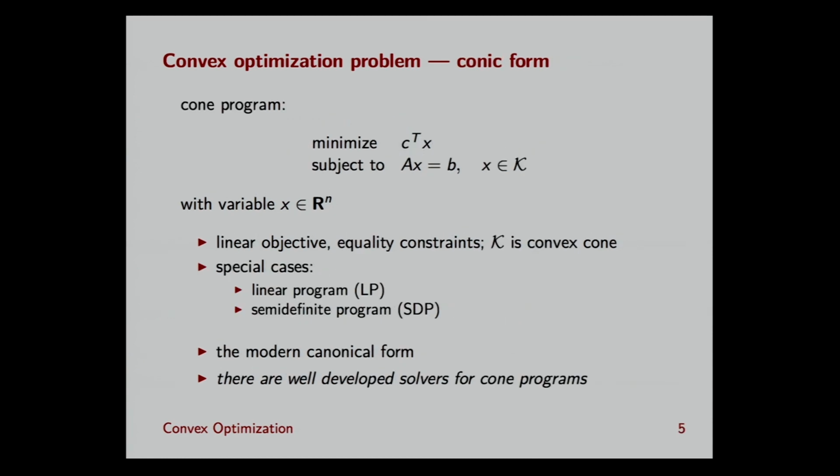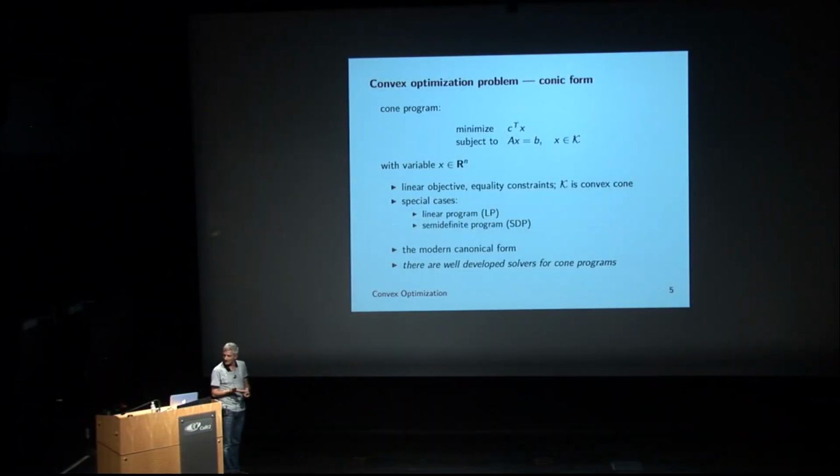And what I'll show you now is what has emerged as essentially the standard intermediate form. It's called a cone program. At first it looks super specific. It looks like this. It says you minimize a linear function, not a convex function. Linear is convex, subject to linear equality constraints, and all of the nonlinear constraints and the nonlinearity in the objective has been moved into a single constraint that says that the variable is in a cone.